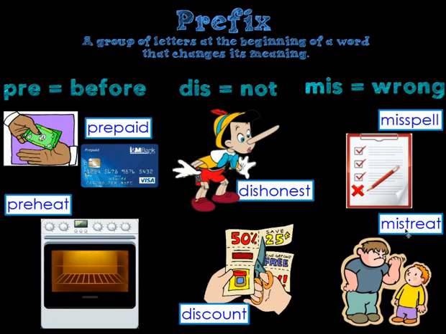Here's another example. We have the word mistreat. We have the prefix mis and the base word treat. So this word means to treat wrongly. In our picture example, you can see that this boy is mistreating the other boy. He is being treated wrongly.